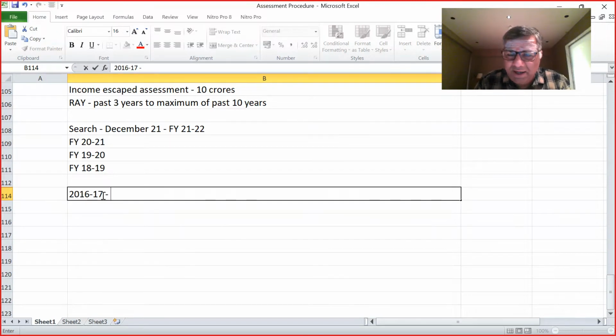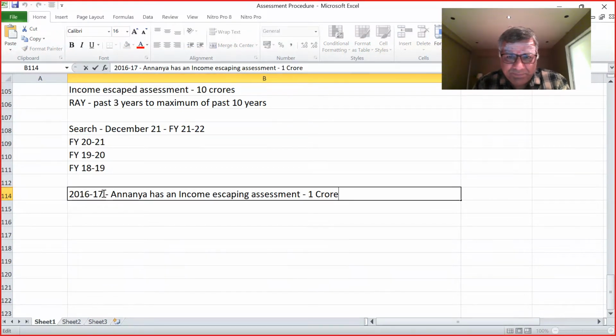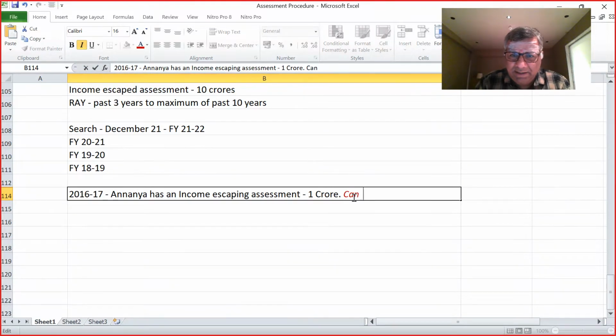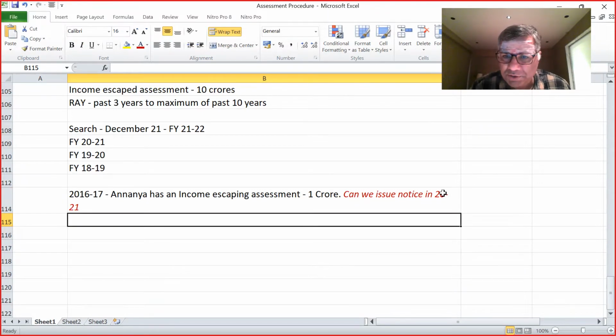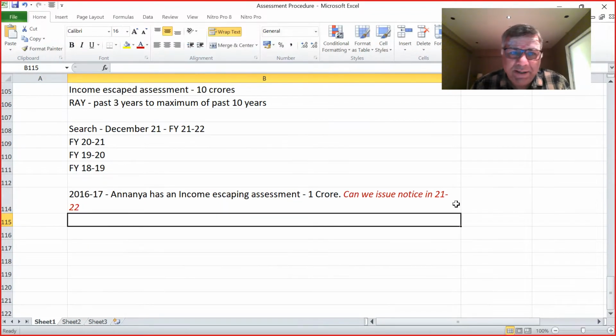2016-17. Okay. We stick on to the same person. Ananya has an income escaping assessment of 1 crore. And we issue notice in 21-22, sorry. After 1/4. No, sir. Why? I can issue a minimum of 3 years and more than that is also possible.